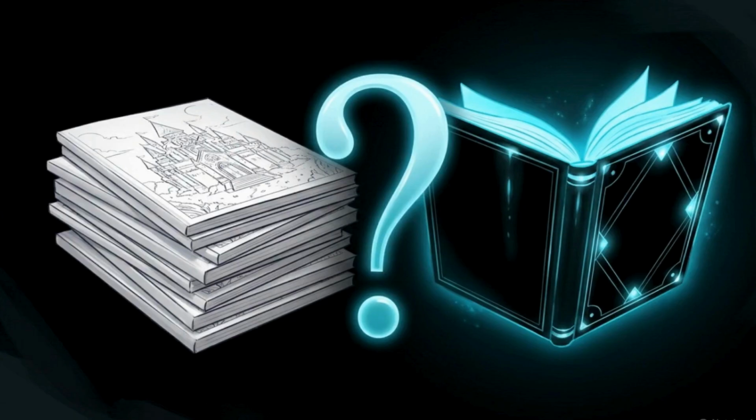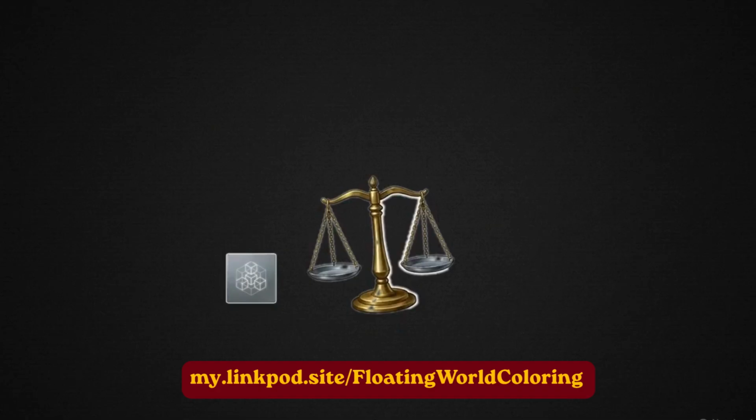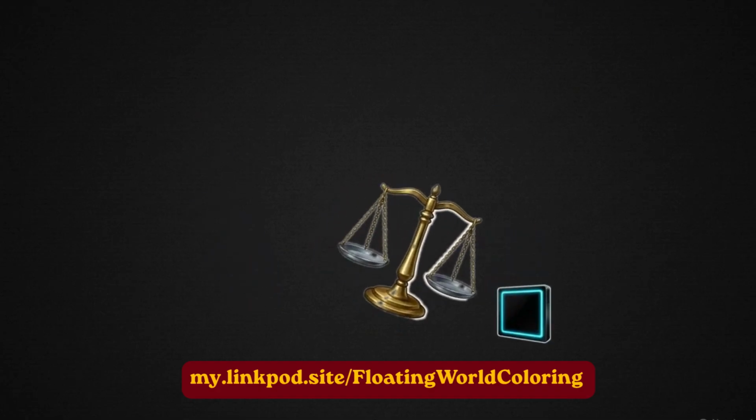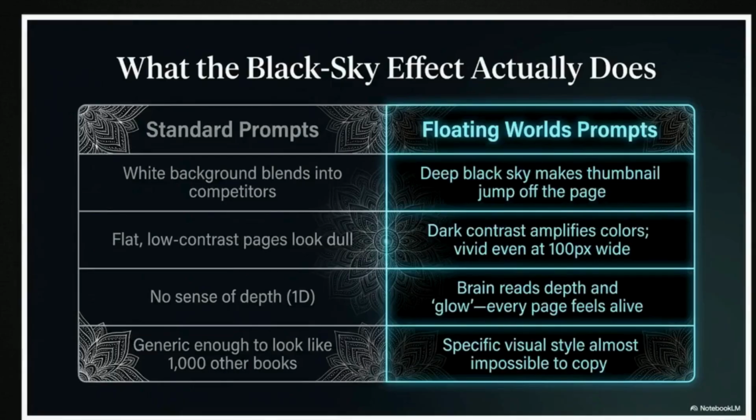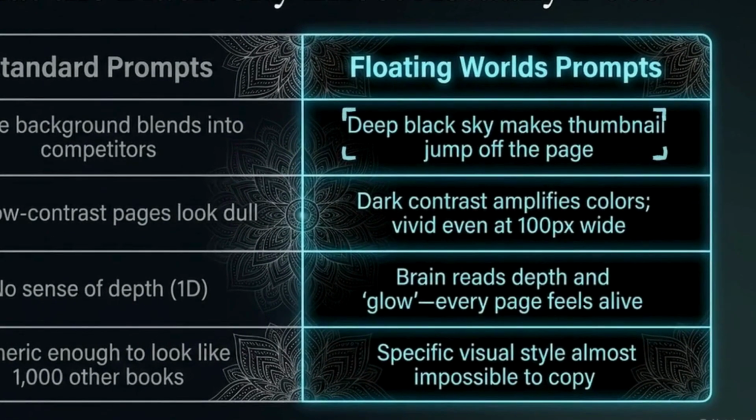transient gimmick? To decide, we have to weigh the outcomes of the generic status quo against the new black sky prompt strategy. This matrix details the exact differences. While standard white backgrounds blend in, the deep black sky forces the thumbnail to jump out. The dark contrast creates a literal glow, achieving a specific visual style that is highly difficult to copy.